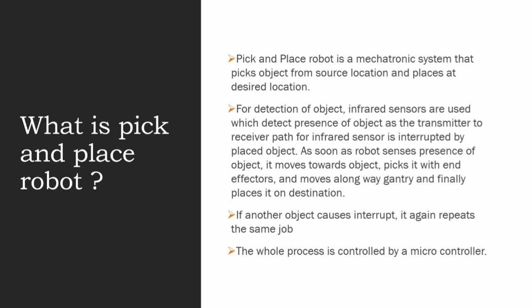As soon as a robot senses the presence of the object, it moves towards the object, picks it up with its end effector, and moves along a gantry, and finally places it on the particular destination. If another object causes an interrupt, it again repeats the same job. This whole process is controlled by a microcontroller.